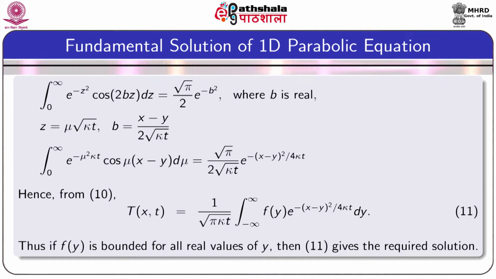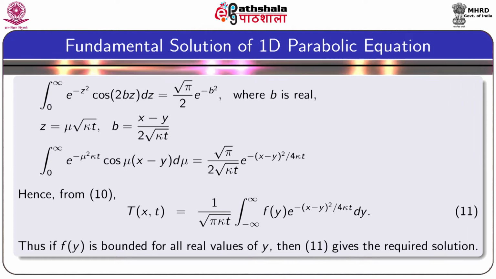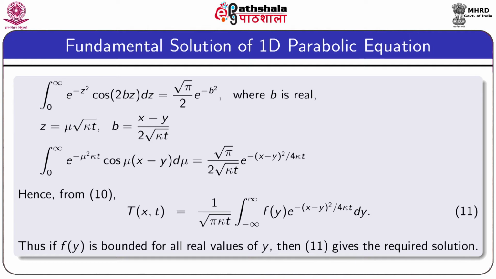So, if you substitute the value of this integral in expression 11, we obtain capital T equals 1 by 2 square root pi kappa t times the integral from minus infinity to plus infinity of f(y) e to the power minus (x minus y) whole square divided by 4 kappa t dy. Thus, if f(y) is bounded for all real values of y, then 12 gives our required solution.